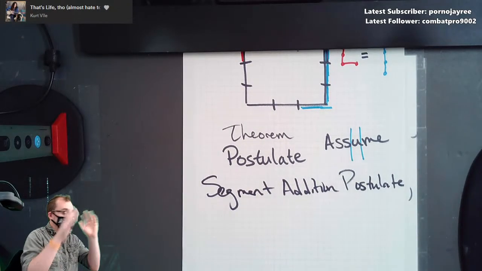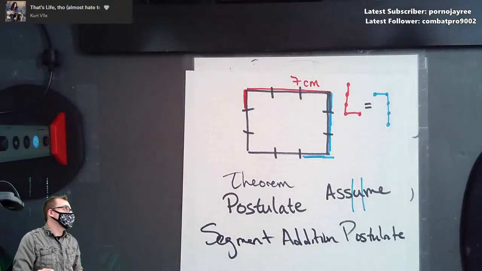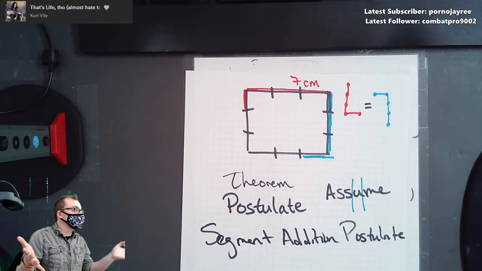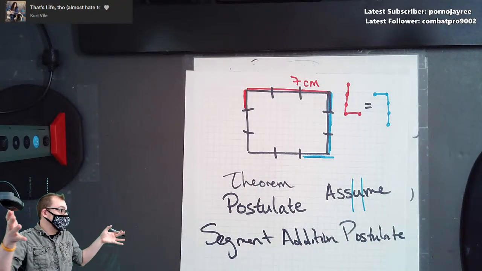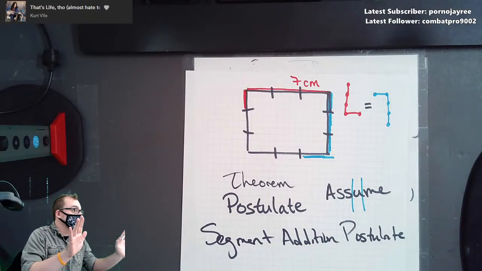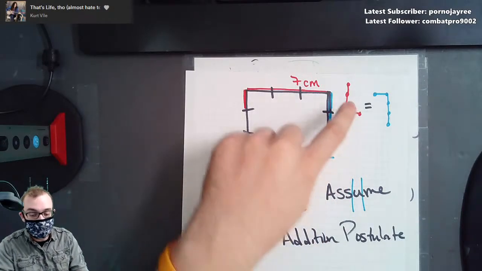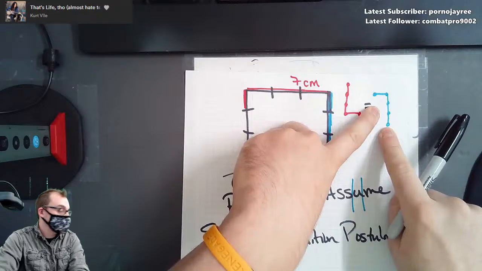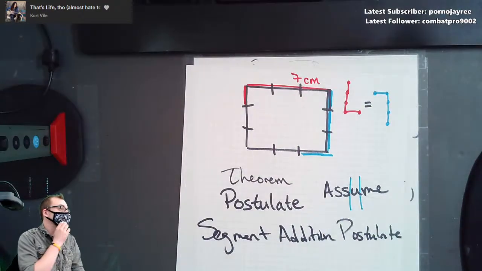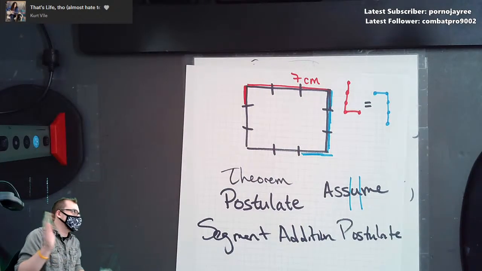It says that if you take a bunch of segments, little pieces, right, and you add them together, you get the whole. And if you take the whole and you pull them apart and put it back together, it's still the same thing. Might look different, but it's going to be the same. Even if you rearrange these to this, they're still equivalent. That's segment addition postulate. How can I prove it? I can't. We just got to take a leap of faith.